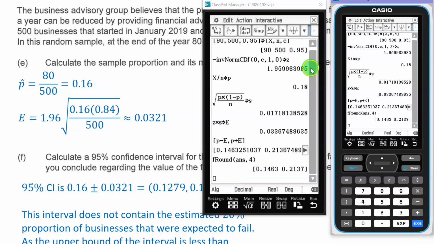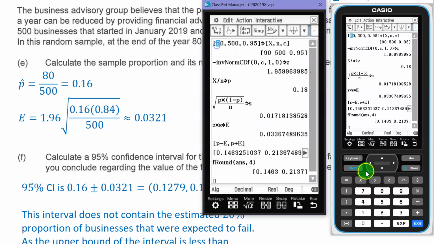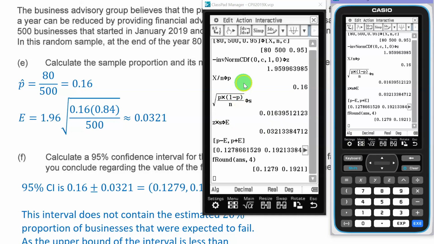So from ClassPad, all we really got to do here is change that 9 to an 8 and fire it up. So the proportion is now 0.16. That's got to be worth a mark. And the margin of error is the Z-score, which is still 1.96, multiplied by the standard deviation, which is slightly less now. So here's our new margin of error, 0.0321.